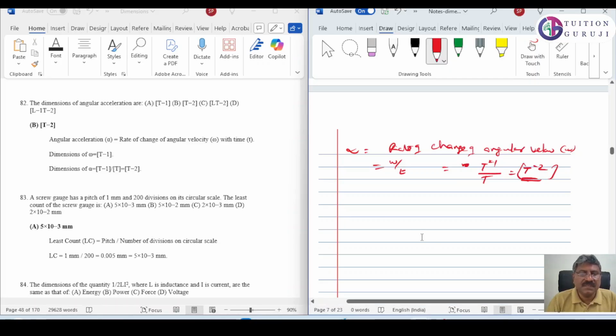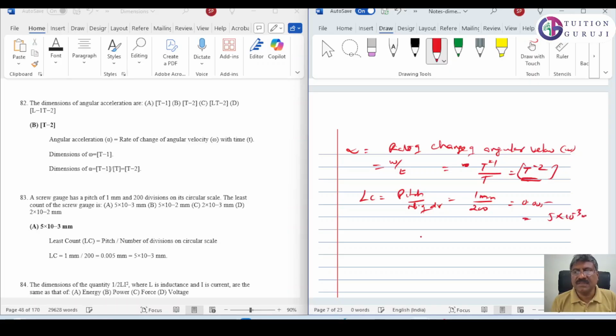Now, a screw gauge has a pitch of 1 mm and 200 divisions on its circular scale. The least count of the screw gauge is, so we have to find the least count. What is given is the pitch and the number of divisions. So this is a very simple one. Least count is pitch divided by the number of divisions. Pitch is given as 1 mm divided by 200. So the answer is 0.005, which is 5 into 10 raised to minus 3. Yeah, it's very simple.